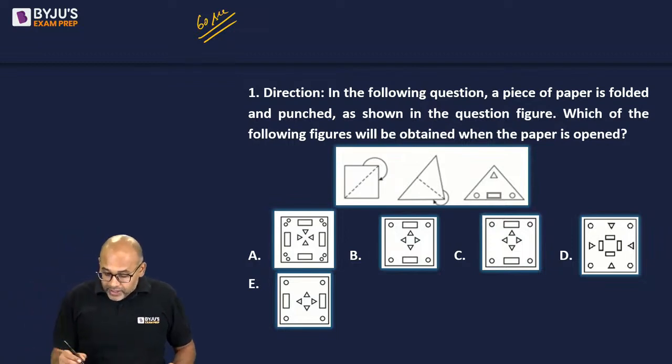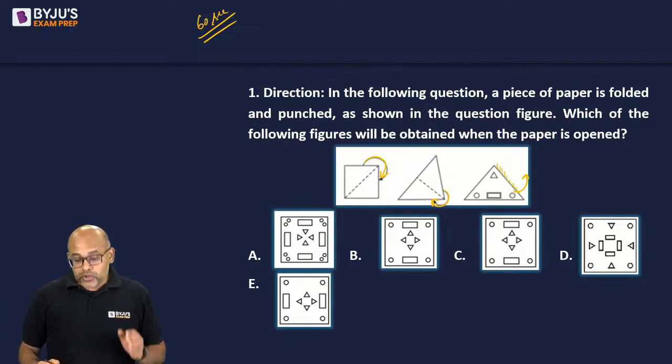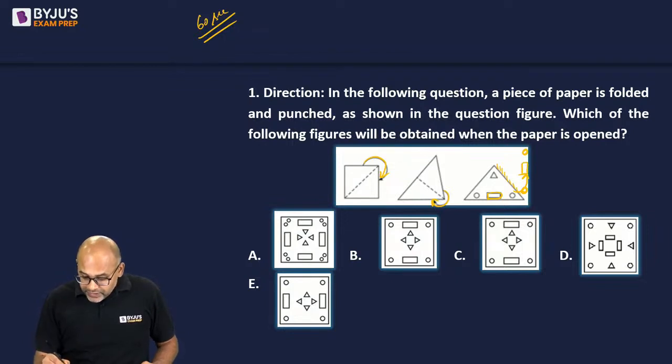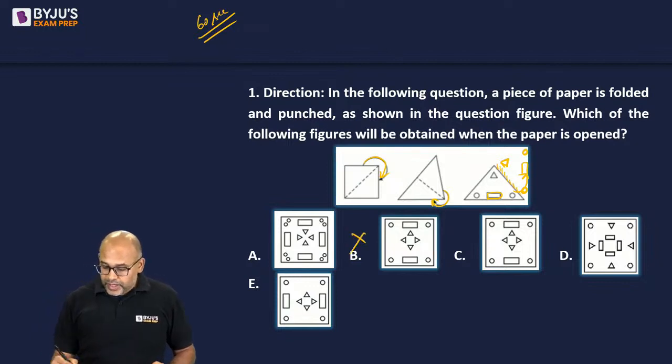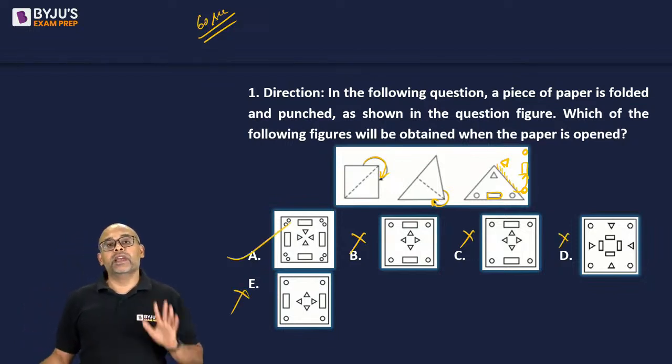Let's take a look at what is happening. You have folded it like this and then folded it like this. So first we'll be opening up like this. When you're opening along a side, this should be your mirror now. With respect to this mirror, what will you get? You will be getting a circle here and this circle here. And this portion will become like this. And then this triangle will become a triangle like this. So clearly B is ruled out, C is ruled out, D is ruled out and E also ruled out. So straight away you'll get only A.